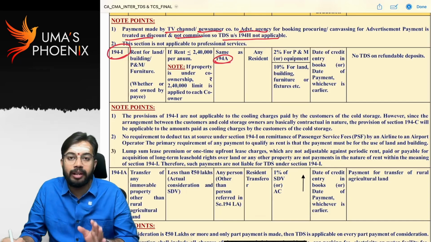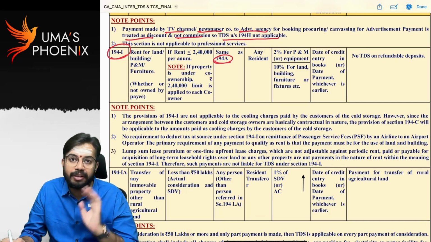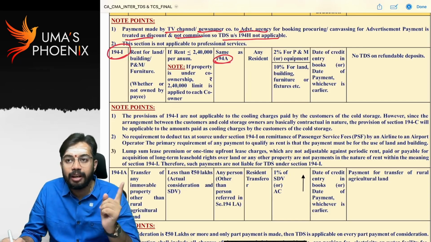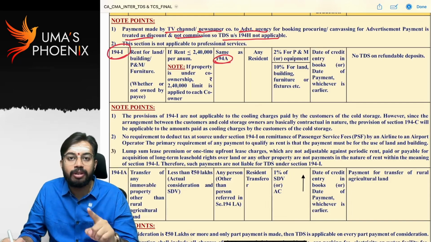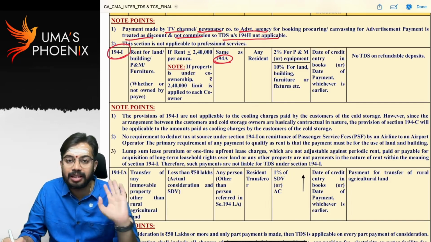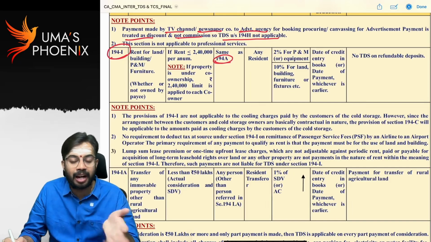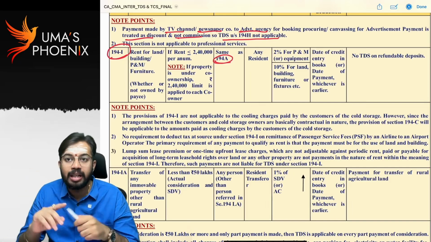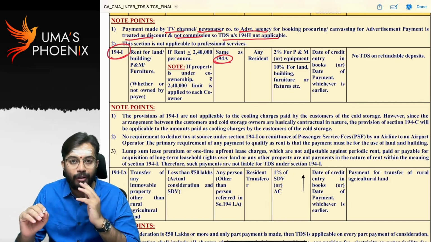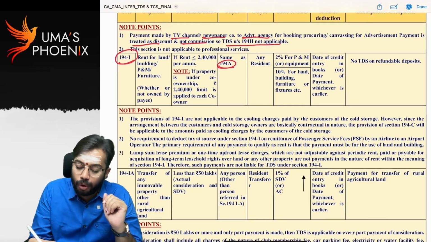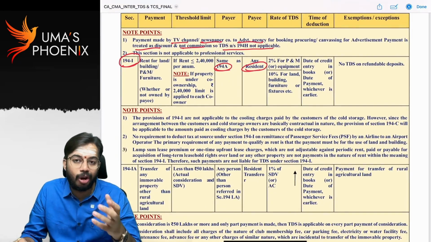Who is the payer? Same as 194A. The person who is paying rent, if he is other than an individual or HUF, is mandatorily required to deduct TDS if the rent payment crosses 2,40,000. If the person who pays rent is an individual or HUF, check the preceding financial year: business turnover less than 1 crore, or in profession gross receipts less than or equal to 50 lakhs, then no TDS is required. For the individual or HUF who is paying rent, if in the preceding financial year the business turnover is greater than 1 crore, or in profession the gross receipts are greater than 50 lakhs, they are mandatorily required to deduct TDS if the amount of rent per annum is more than 2,40,000 rupees. Is it clear?